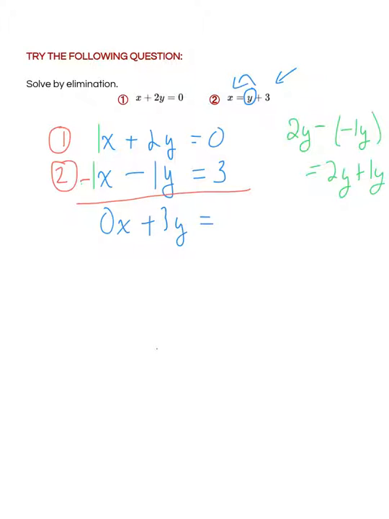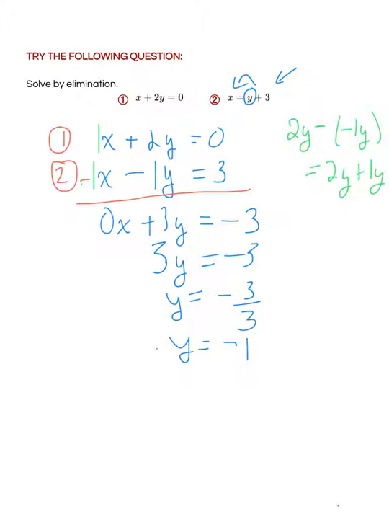And so keep going. I have 0 take away 3. So 0 take away 3, of course, gives me negative 3. So let's clean this up. 3y equals negative 3. I'm going to divide out my 3, and that will give me y equals negative 3 divided by 3, or y equals negative 1.